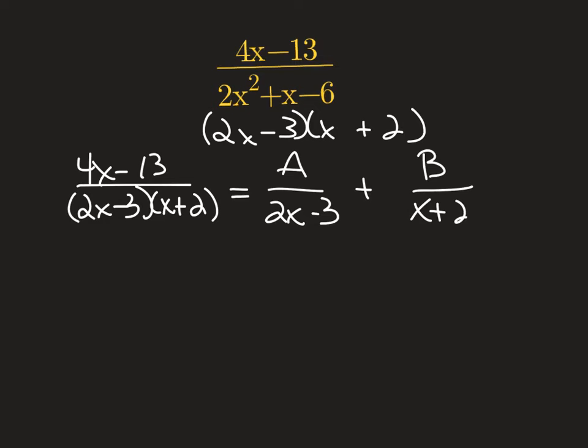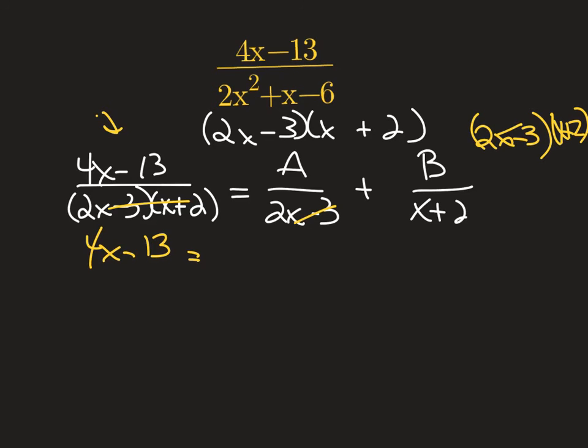And here's the key step to the whole thing. I'm going to multiply all the way through by the LCD. The LCD is 2x minus 3 times x plus 2. In other words, both things over here. And when you do that over here, the whole thing just cancels. So I get 4x minus 13. That's a 13, by the way. It's a terrible 13. Let me fix that for you. A little better. Okay, on this one, the 2x minus 3's cancel, so it leaves me a times x plus 2. And on my final fraction, the x plus 2's cancel, leaving b times 2x minus 3.